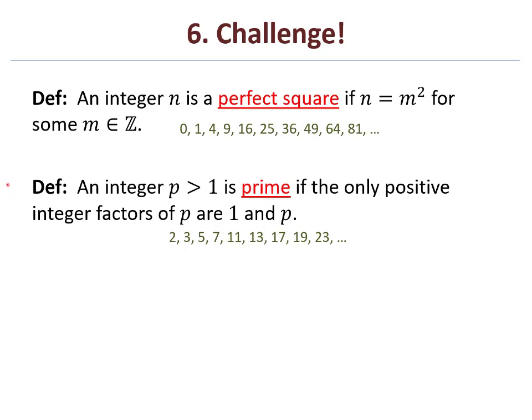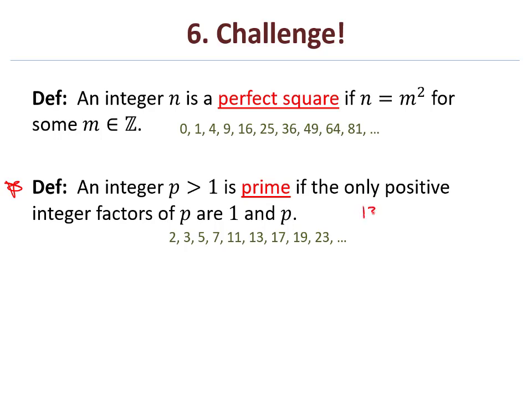And this second definition, maybe a little more important: an integer p greater than 1 is prime if the only positive integer factors of p are 1 and p. And so here are the first few prime numbers. When we look at prime numbers in proofs, very often there's a trick we use based on this definition. And here's how it works.